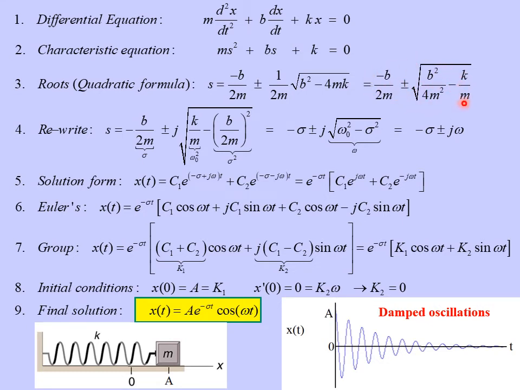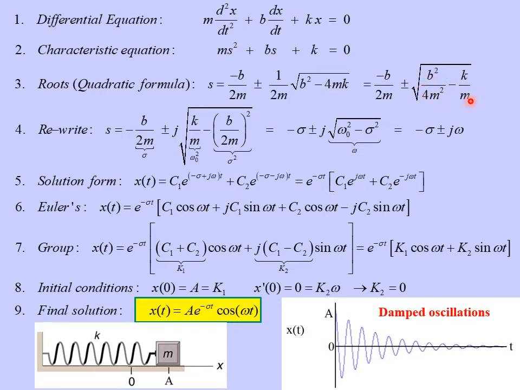The next thing we're going to do is there are actually different cases here, but I'm going to assume that this k over m term is larger than this b squared over 4m squared, okay? And a lot of times it is, not always, but let's solve it for that case because the solution is more interesting. So if this term here is larger than this one, then we end up with a negative value inside here.